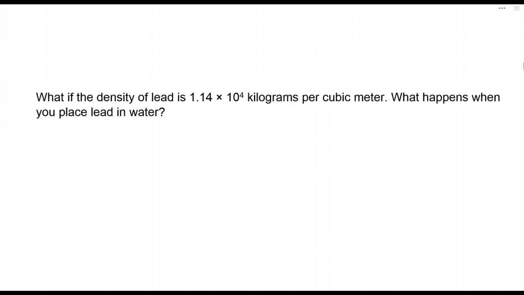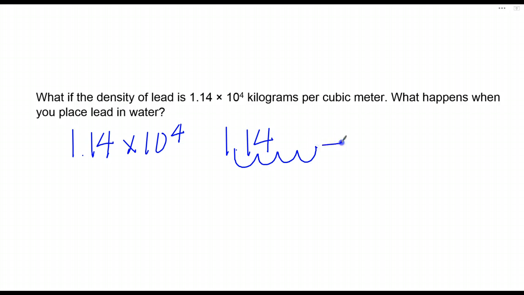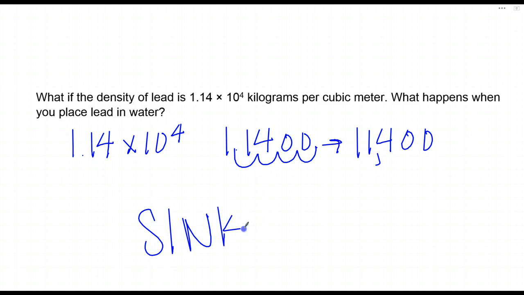So what if the density of lead is 1.14 times 10 to the 4th kilograms per cubic meter? What happens when you place lead in water? So 1.14 times 10 to the 4th, we need to put it in standard form. So you swoop 1, 2, 3, 4, and it's 1, 1, 4, add your zeros. So it is more dense than water by a lot. So lead is going to sink. And I just cut through that word.